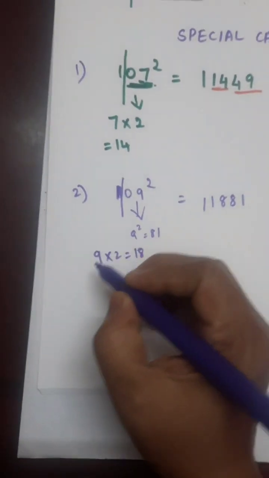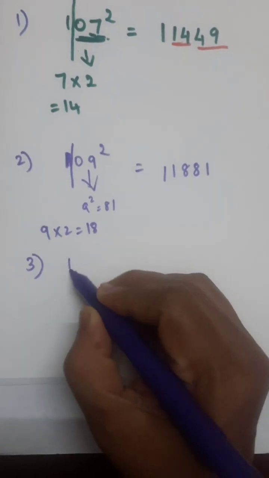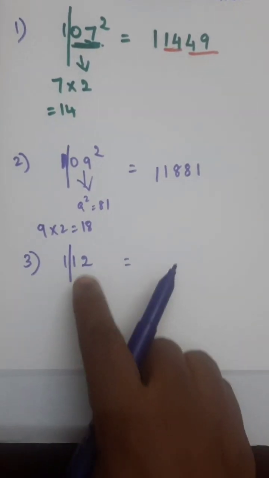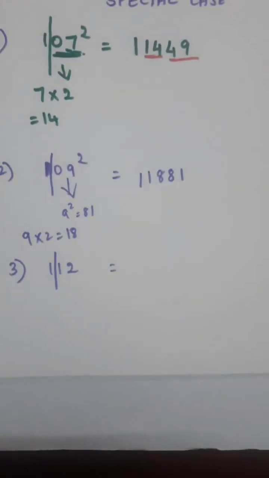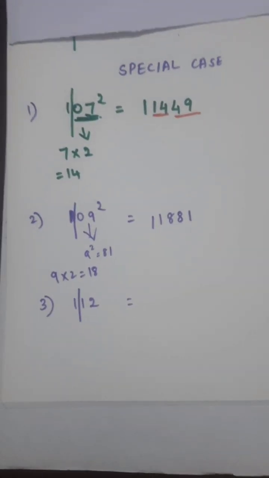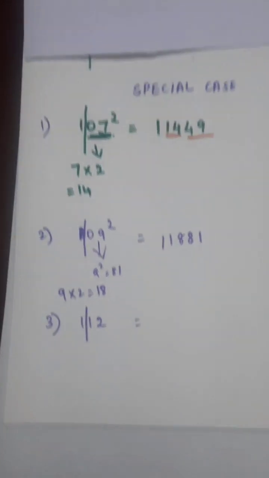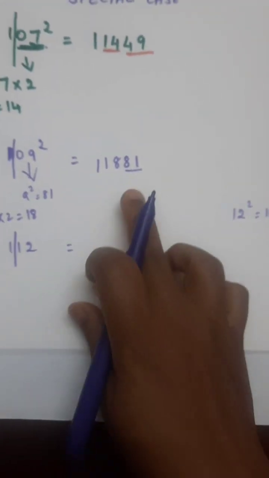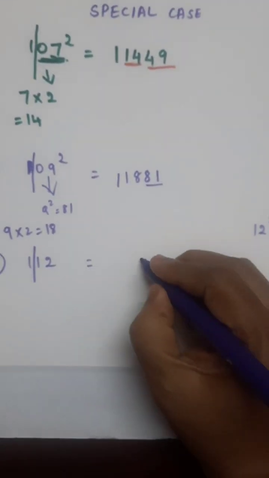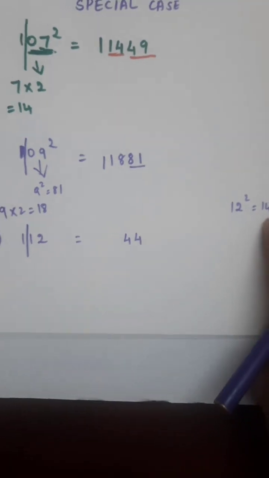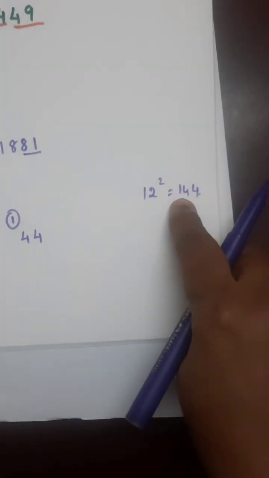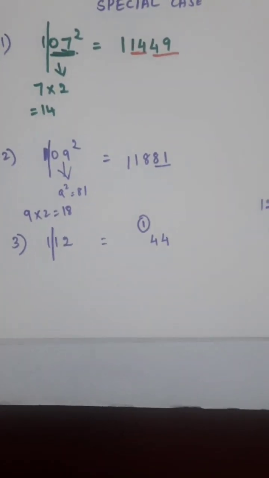One more example I will give. Third one, 112. So how to do this? Again segregate this. 12 square is 144. But we have written everywhere only two digits. So here also I will write the last two digits here, and the remaining third digit will go as a carry here.